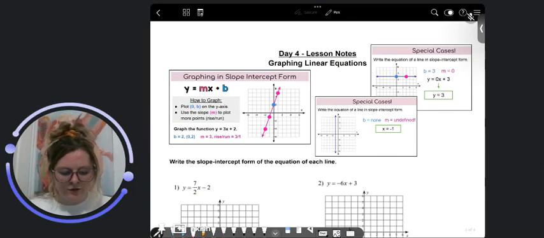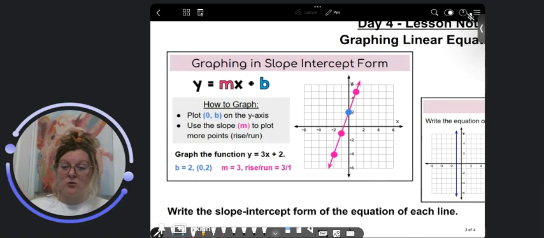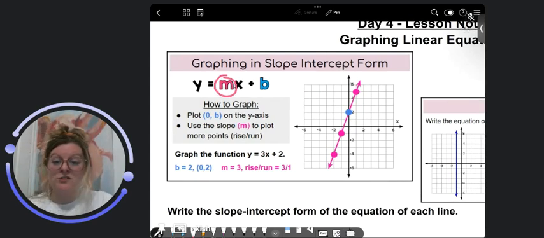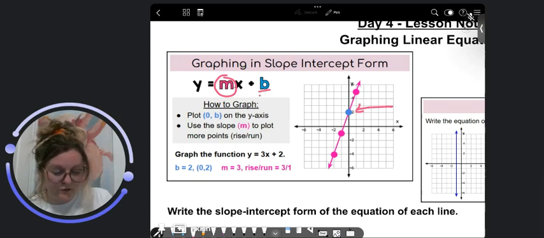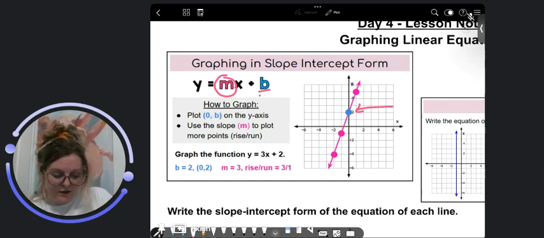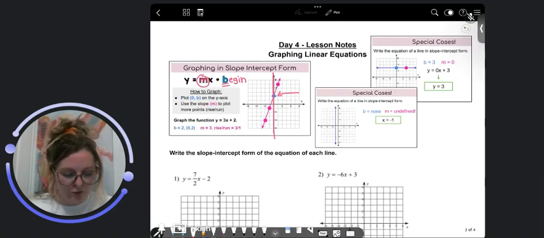So a review from last time, we like to graph equations in the form y equals mx plus b, which is slope-intercept form. The m stands for the slope, which is rise over run, and the b value stands for my y-intercept. Today I like to think of the b value as the beginning because we are always going to start graphing a line using the b value on that y-axis. So there's kind of your reminders.